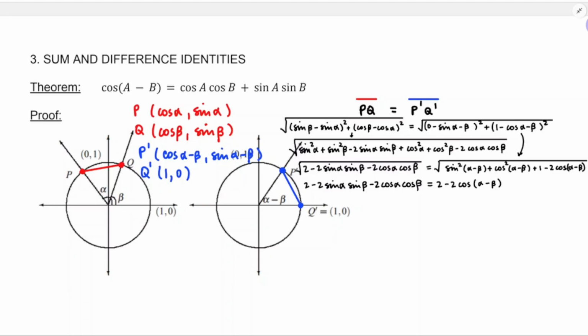And now I'm really close, actually, because I've got this cosine of alpha minus beta. Okay, and I'm going to solve for it. First, I'm going to subtract 2 from both sides, and then I'm going to divide both sides by negative 2. And then I'll have what I'm looking for: cosine of alpha times cosine of beta, added to sine of alpha times sine of beta. And that's the difference formula for cosine of A minus B.